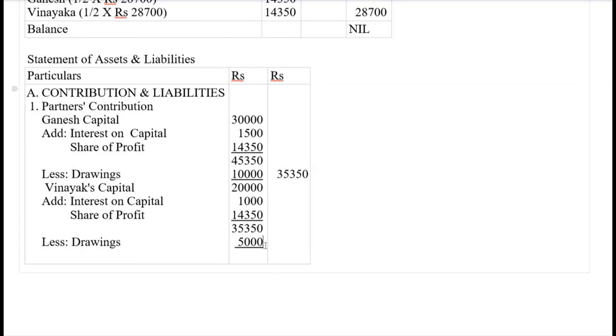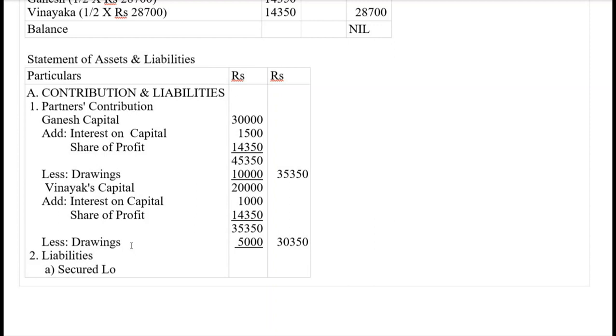So here 5,000, when we subtract here we are going to arrive here at rupees 30,350. Then the next one we should take here, number 2, liabilities. Here A, so here we have got secured loans.